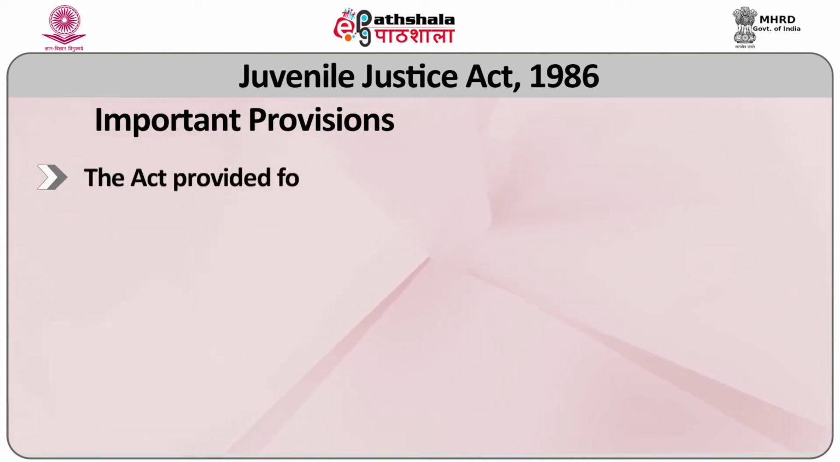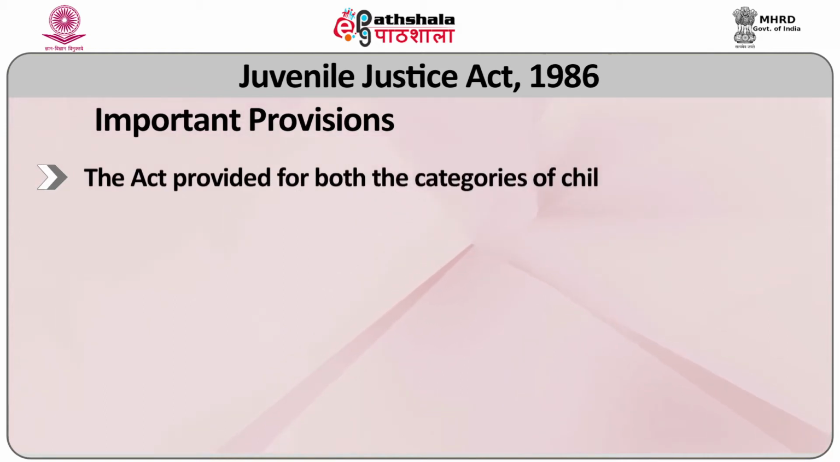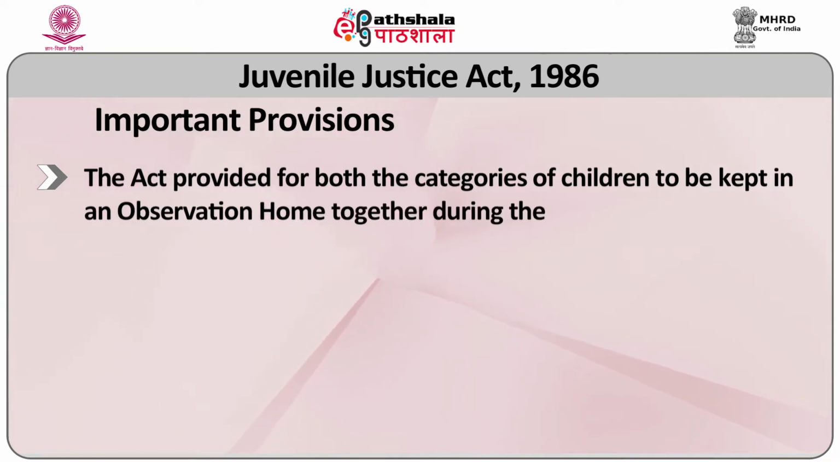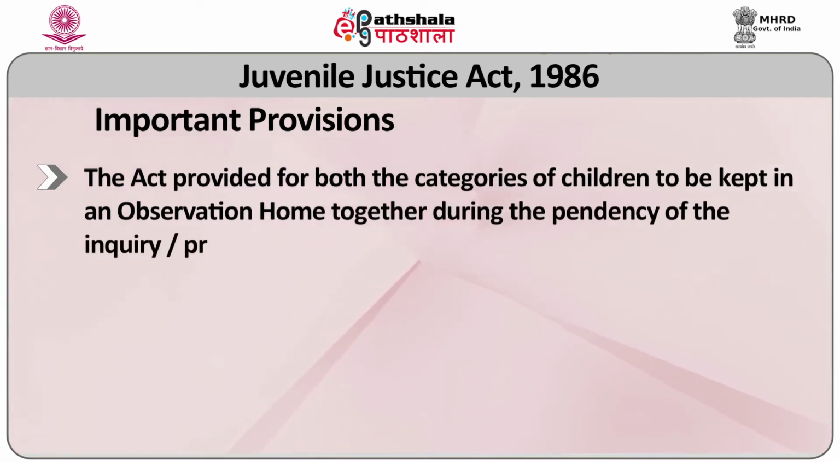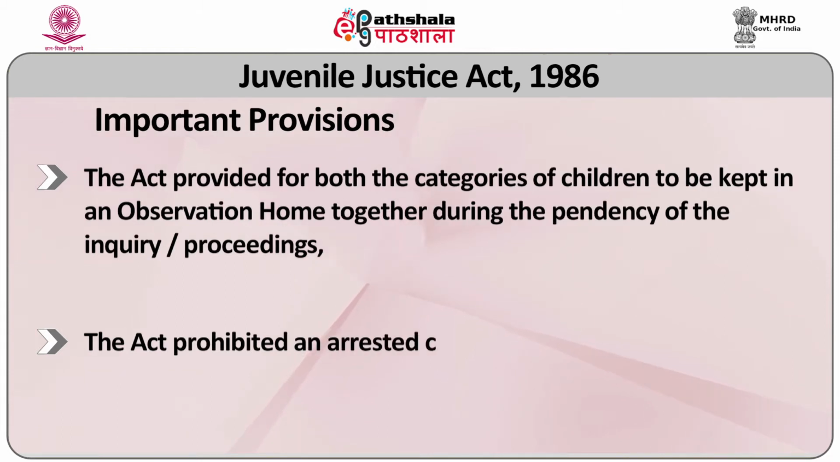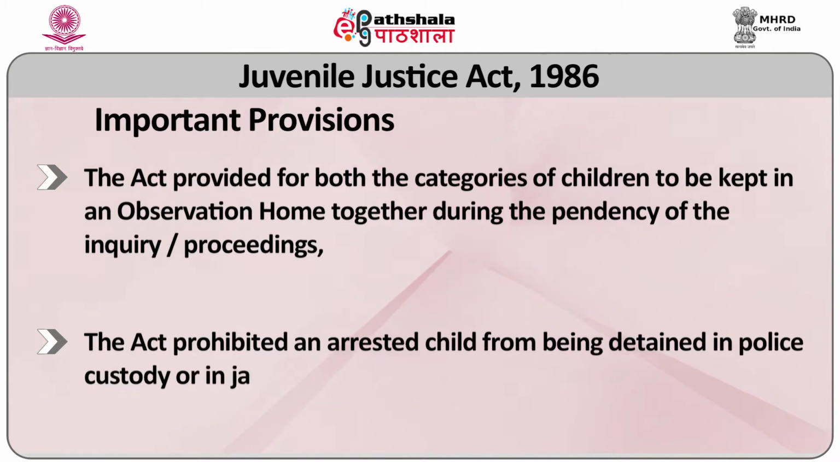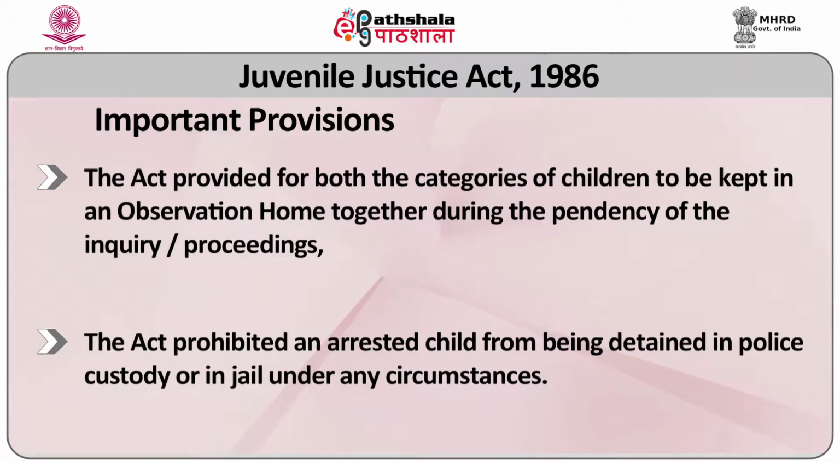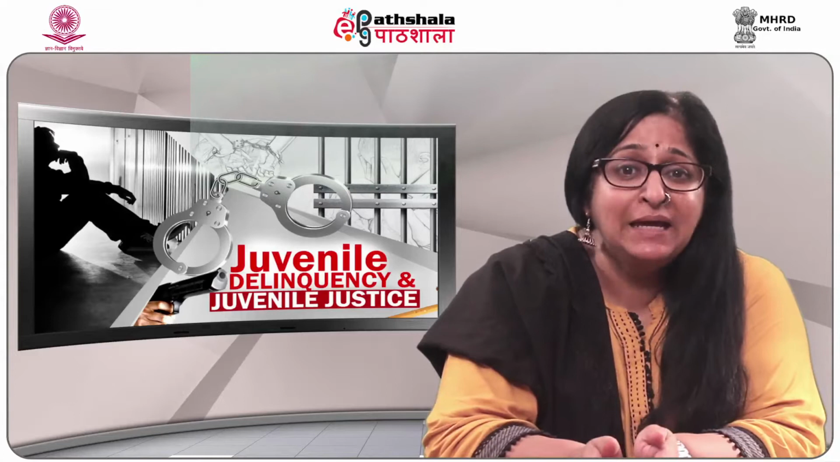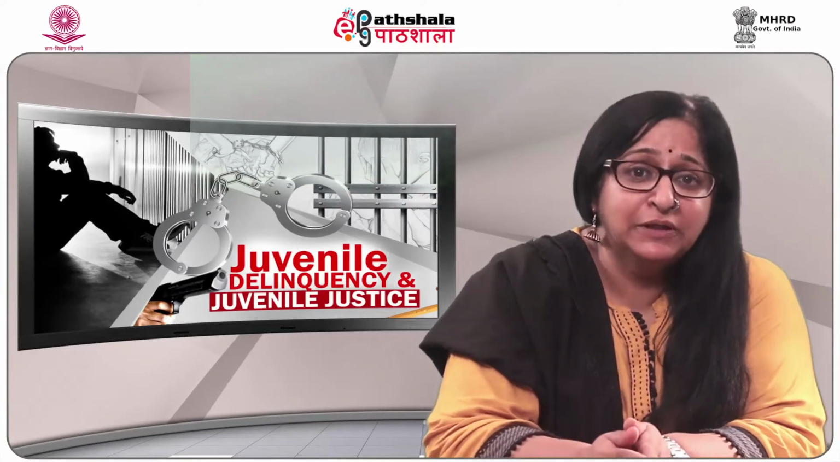Third, the Act provided for both the categories of children to be kept in an observation home together during the pendency of the inquiry or proceedings. Fourth, the Act prohibited an arrested child from being detained in police custody or in jail under any circumstances. Fifth, the law had provisions relating to bail for an arrested juvenile.